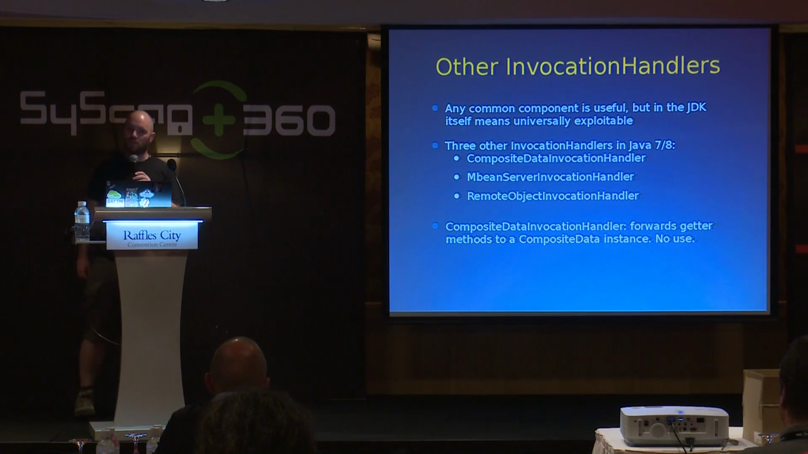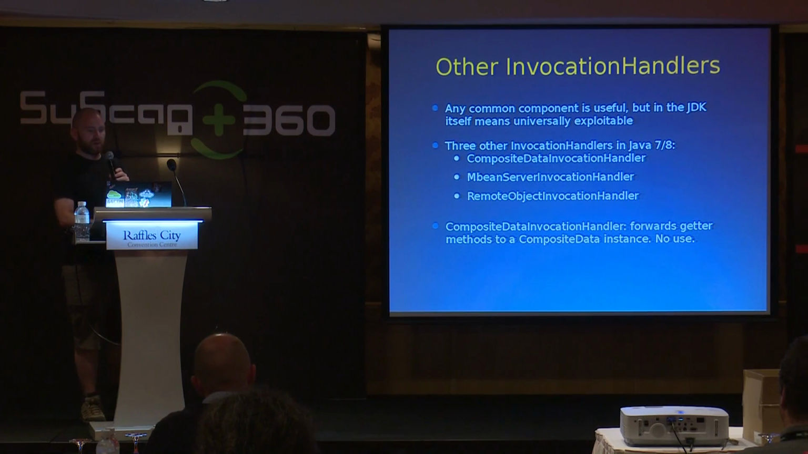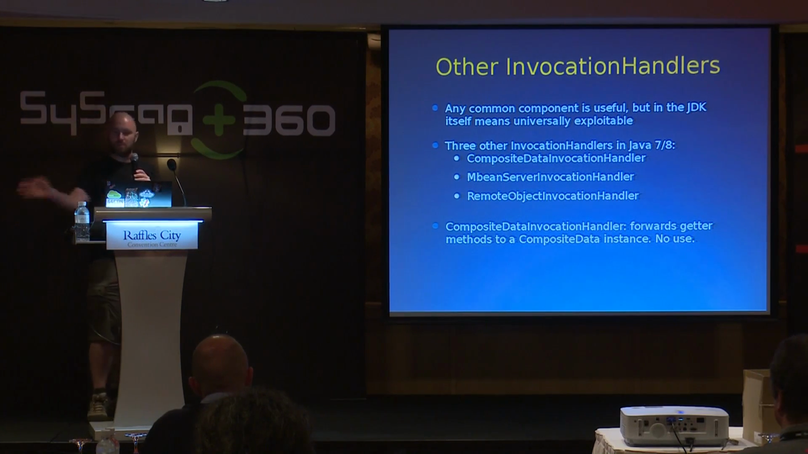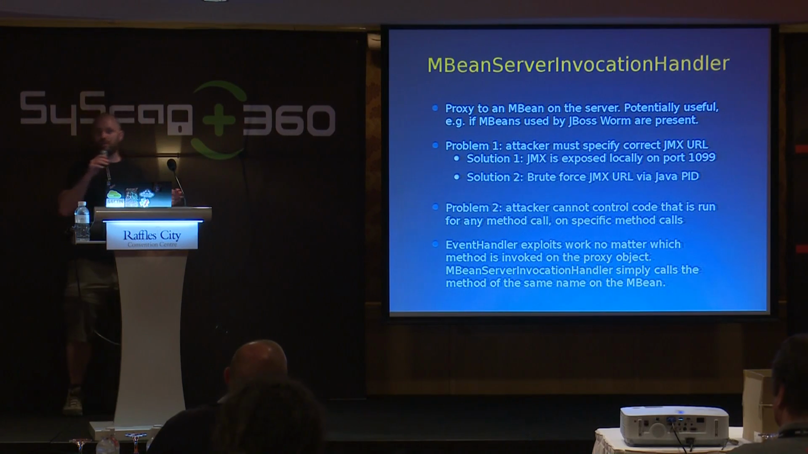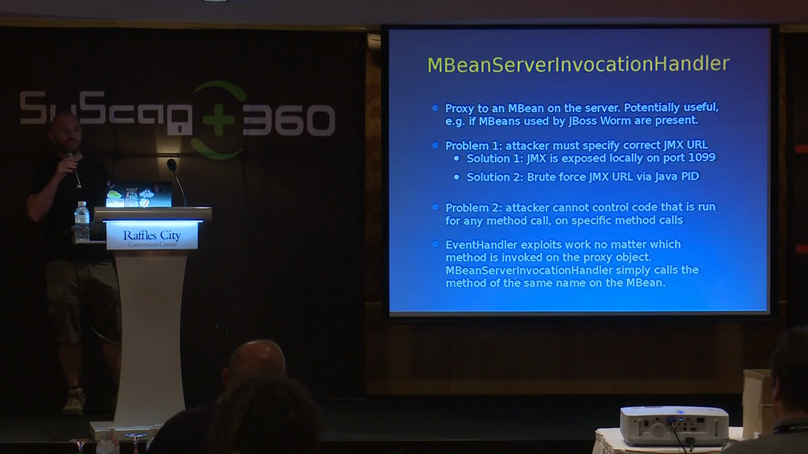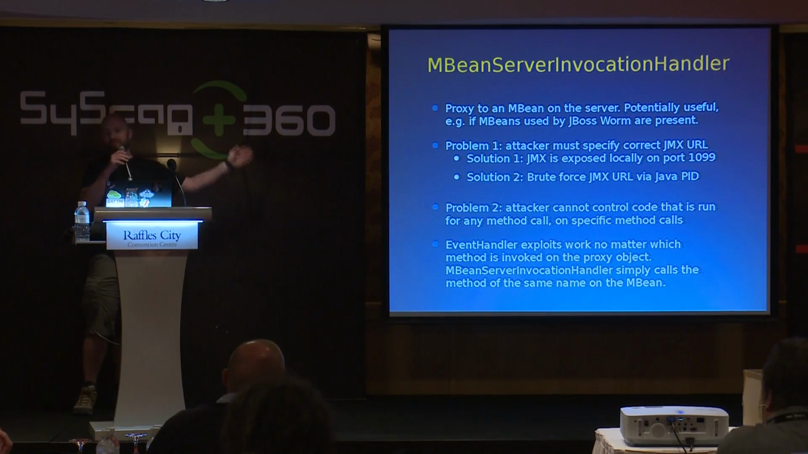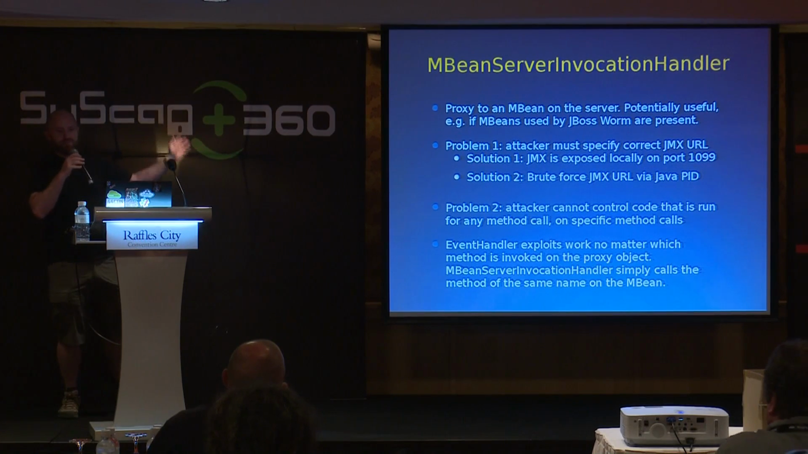So in Java 7 and 8, which are the predominant versions, there are 3 invocation handlers other than event handler. One of them is called the composite data invocation handler, which just forwards getter methods. It's completely useless. I just scrubbed it off the list immediately. The 2 other ones are potentially exploitable under certain conditions, but those conditions are so circuitous that I never bothered reporting this. So this is basically 0-day here, but it's just bad. It's terrible 0-day.